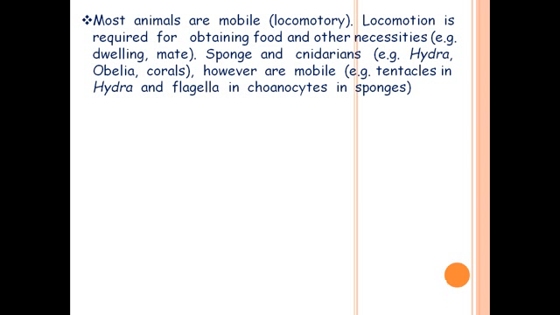All these small organisms are also mobile, that means they can move. In Hydra they have tentacles. With the help of tentacles they move. And in sponges, the choanocytes have flagella. So tentacles and flagella are the locomotory organs for these organisms.